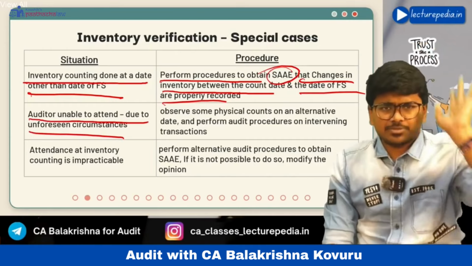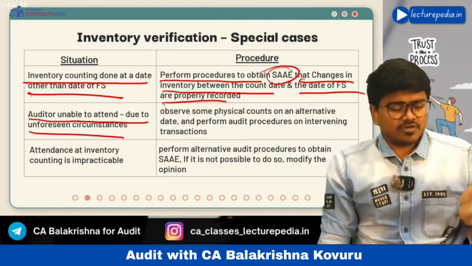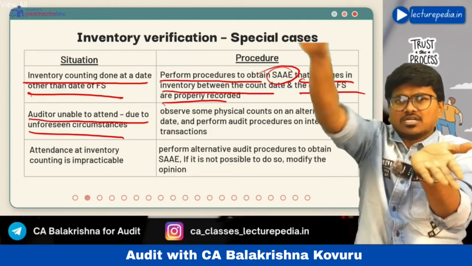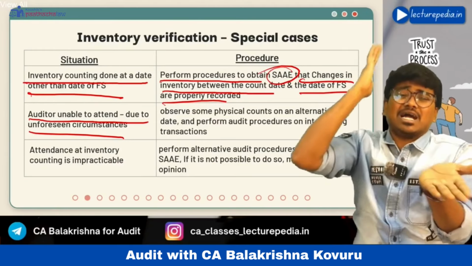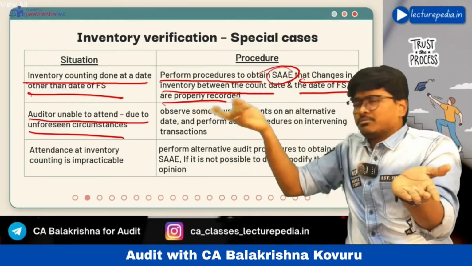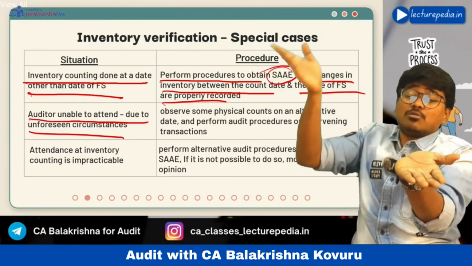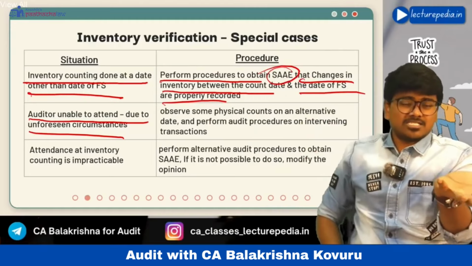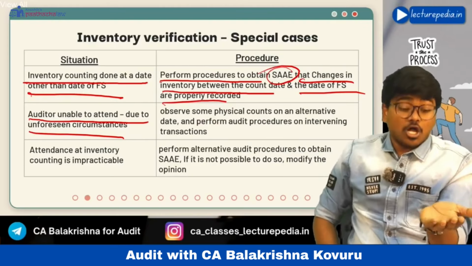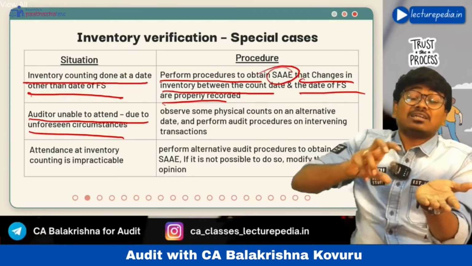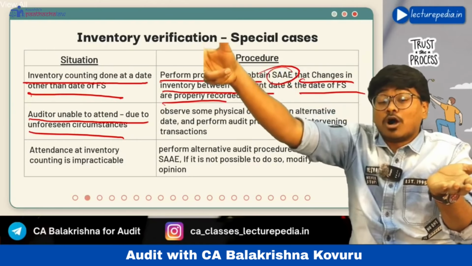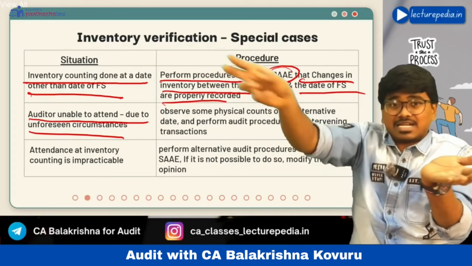Management has conducted inventory on the financial statements date only. On 31st March they have conducted the physical inventory counting, but the auditor, due to some reason, was not able to attend it. In this situation, what does the auditor have to do? The auditor has to conduct inventory counting on some other date and do audit procedures on intervening transactions.